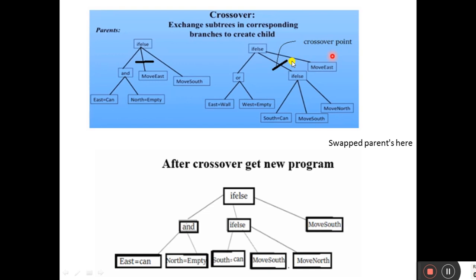Okay. So we can do crossover also. If I include a crossover point here, if I mix in another if-else category, I am getting a new crossover program. Right? If east can, north empty, south can, move south, because we have only one idea, east means can, north means empty. By doing this crossover, we are swapping the parents here.